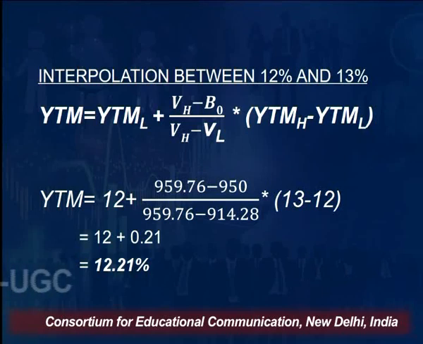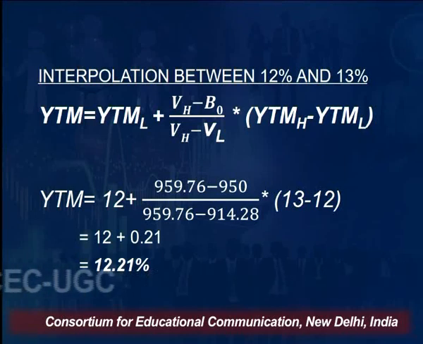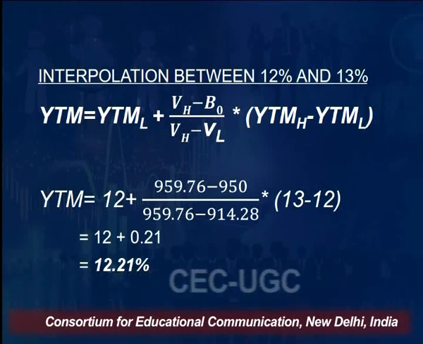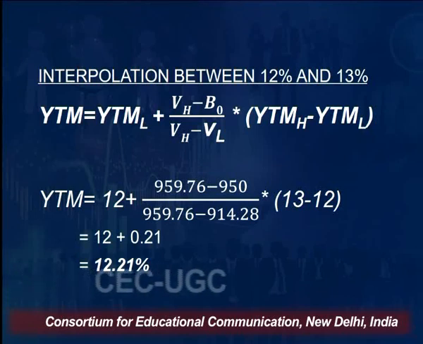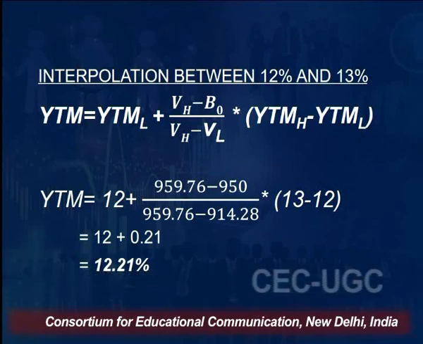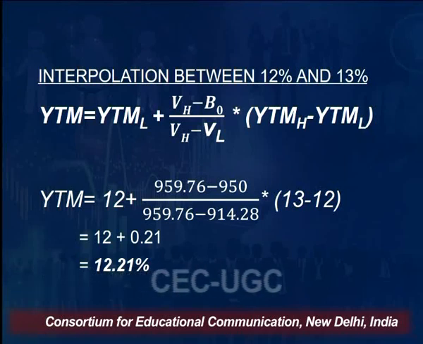So to find the YTM by using interpolation: YTM at the lower YTM, that is in our example we have tried with 12%, plus VH minus B0. VH refers to the higher value, B0 refers to the current price of the bond. In our example, VH means when we had tried with 12% rate of discount or 12% YTM, this value comes to be 959.76, right? So VH becomes 959.76.